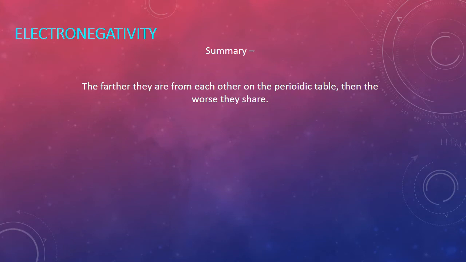What we're going to be looking at is how two different atoms on the periodic table share electrons. Basically the rule is the farther away from each other they are on the periodic table, the worse they share. So if we were looking at francium and fluorine, this guy is one great big old hog. This guy, not so much. So they do not share well.